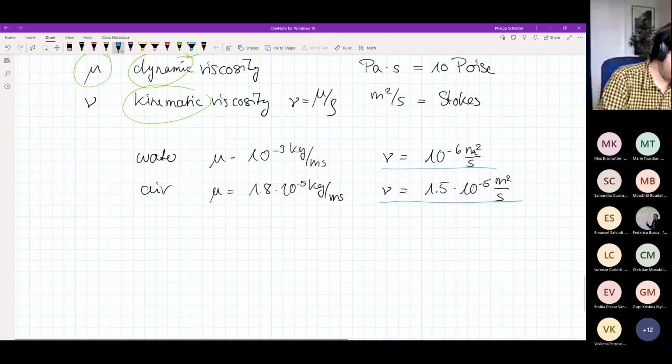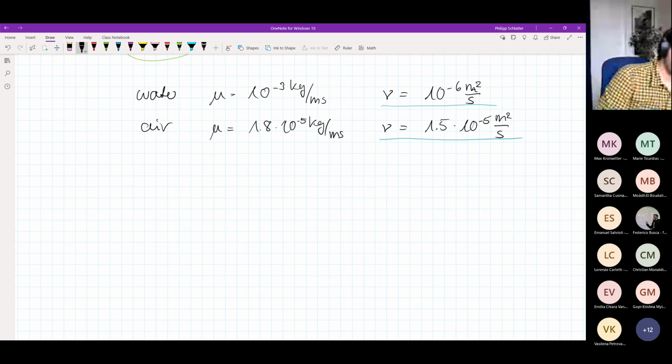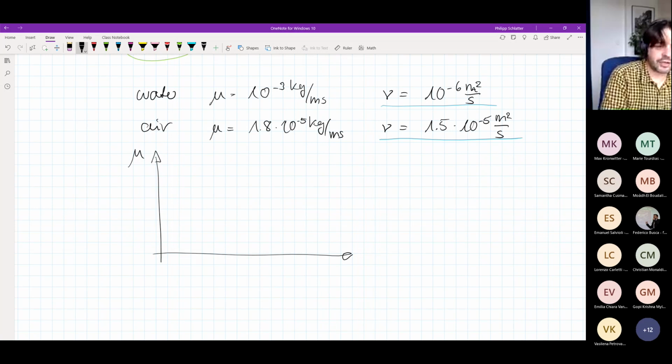Okay. The last thing I would like to talk about when it comes to viscosity is one last aspect. That is the interesting question of how the viscosity actually changes as a function of temperature and maybe also as a function of pressure. Does the viscosity increase with temperature or does it decrease? But this we will talk more about after the break.